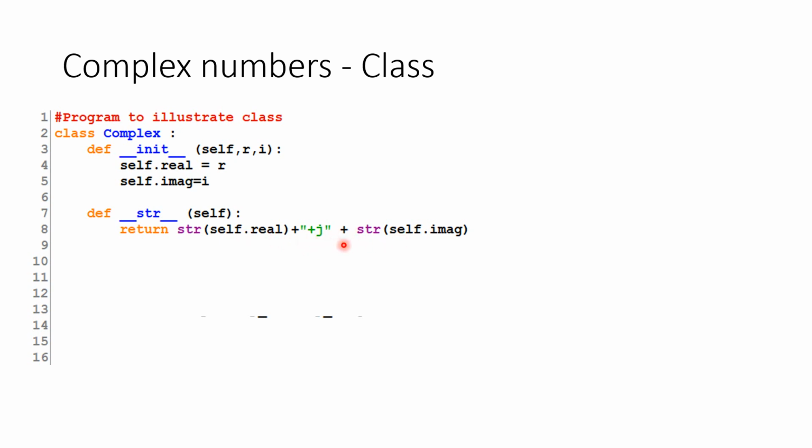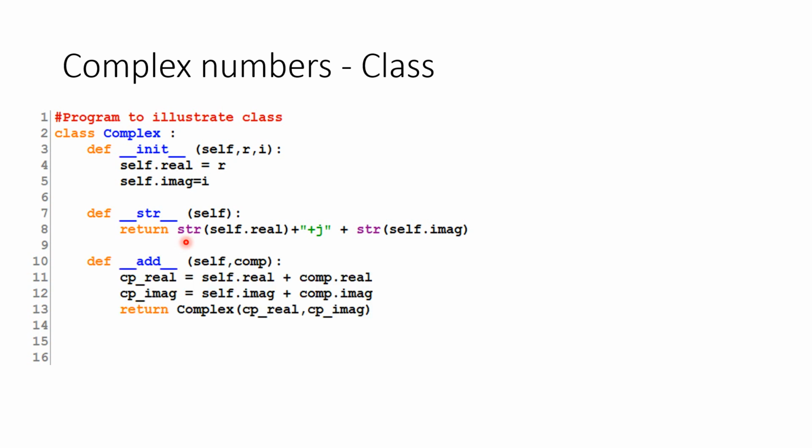So plus j, then plus the imaginary value as a string. Okay, because these are all basically going to be numbers, but on the screen, when you want to display them, we want to display them as a string. So by defining a string method like this, we can define how to do the print function. Let us see this with an example in the coming part.